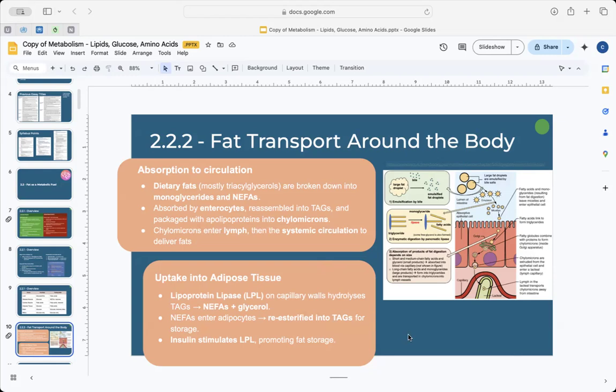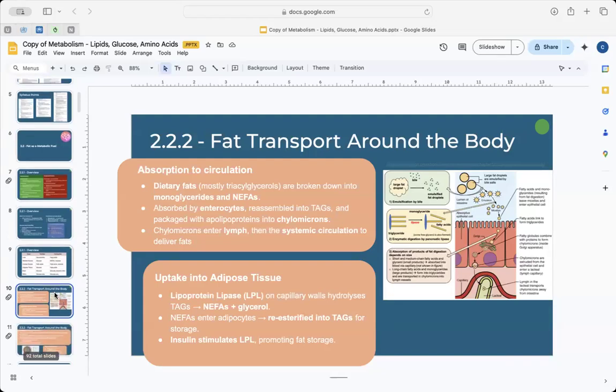Following that, we have uptake into adipose tissue. We have lipoprotein lipase on the capillary walls to hydrolyze those TAGs back down again into fatty acids and glycerol. The fatty acids are then going to enter the adipocytes, where they're going to be re-esterified into TAGs for storage. And here's a bit of regulation: insulin stimulates LPL, promoting fat storage. I hope that's all making sense to everyone so far.